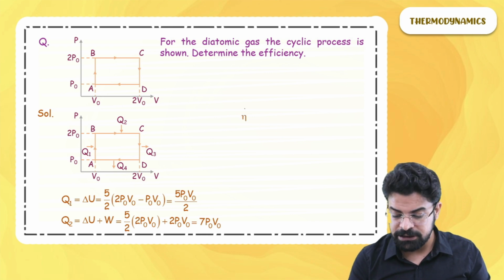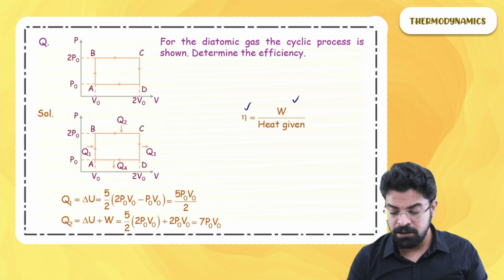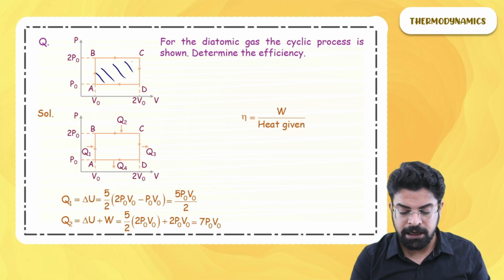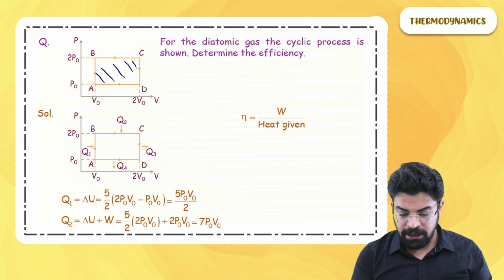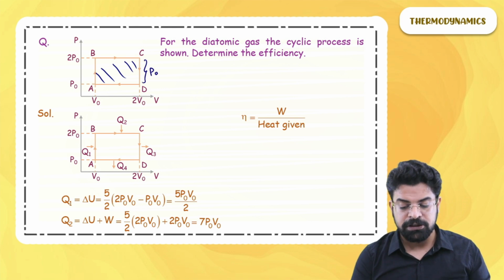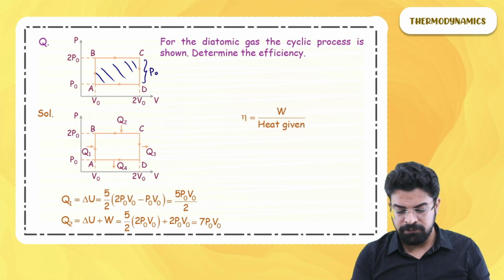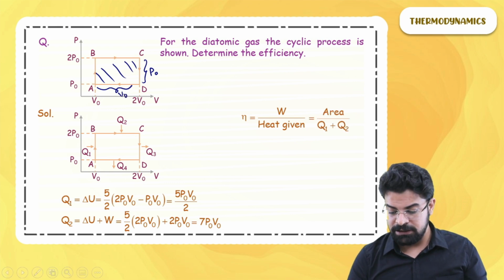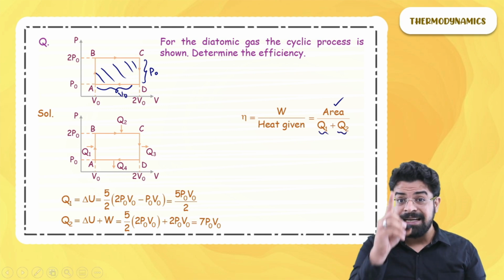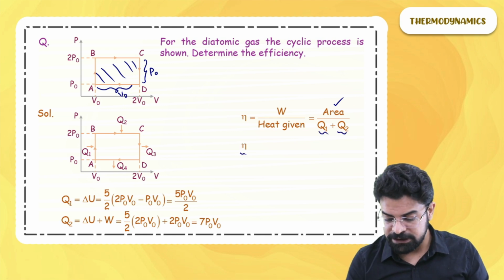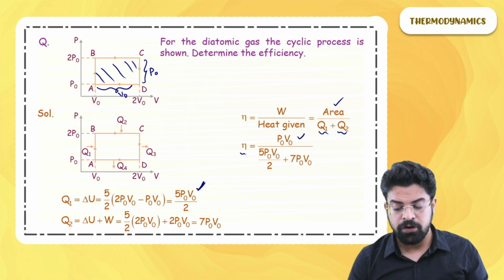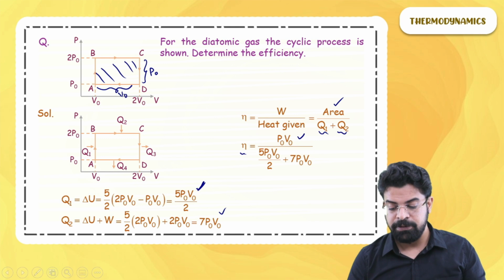The efficiency of the cycle has to be work done upon the heat given. Work done will be nothing but the area enclosed by the cycle. The height is 2 P naught minus P naught, which is P naught, and the base length of this rectangle is 2 V naught minus V naught, which is V naught. So the work done is nothing but area upon Q1 plus Q2, which is the heat given. So efficiency can be written as P0 V0 upon 5 P0 V0 by 2 plus 7 P0 V0.